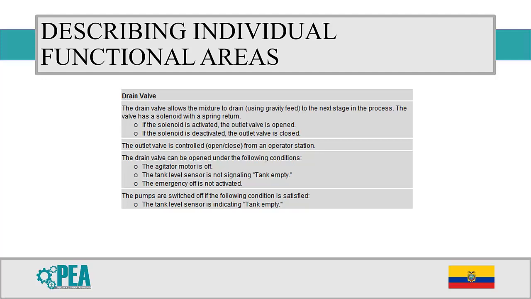And the drain valve can be opened under the following conditions. The agitator motor is off, the tank level sensor is not signaling tank empty, and the emergency off is not activated. Finally, the pumps are switched off, again as a reset, when the tank level sensor indicates tank empty.